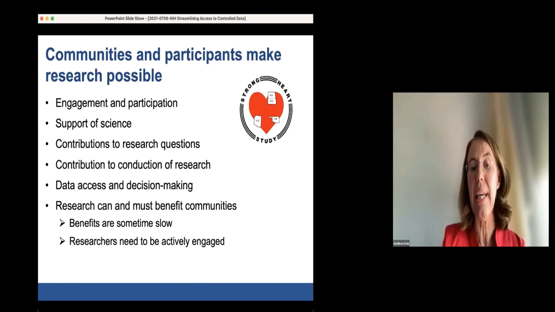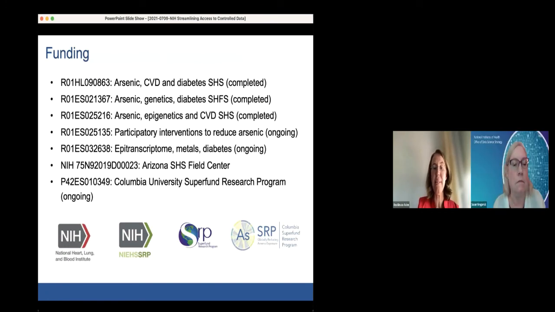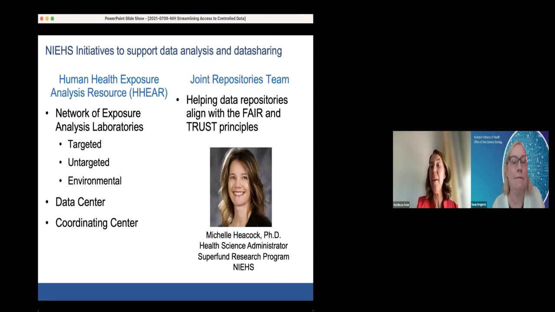But we need to, of course, indicate that the benefits are slow, but I believe we need to have that active engagement. So I am going to finish now. For the funding from multiple sources, I want to acknowledge NHLBI, NIEHS and the Superfund Research Program. And NIEHS has multiple initiatives for data analysis and data sharing that have been extremely helpful, including the HERE resource for environmental assessment, which I encourage many of you doing this work to inquire about, because it's an incredible resource. And also Michelle Hickok, who is a health science administrator at NIEHS, focusing on the issue of FAIR and TRUST principles for data sharing.